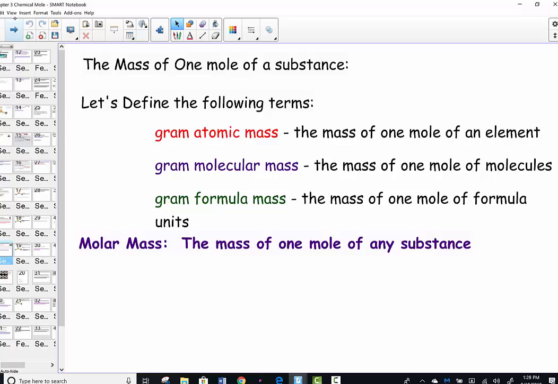I'll tell you, a whole mole of zinc would occupy exactly 65.38 grams on the scale. That's a mole of zinc. If I wanted a mole of carbon on the scale, I would weigh out 12.011 grams of carbon. That would be a whole mole of carbon.